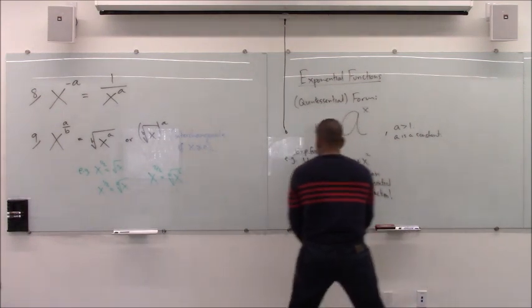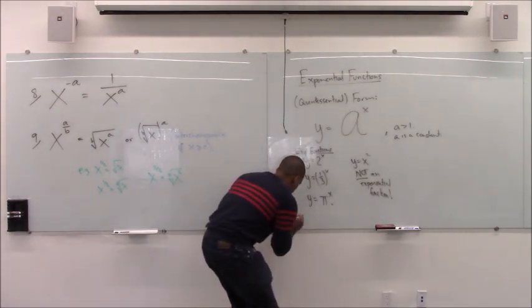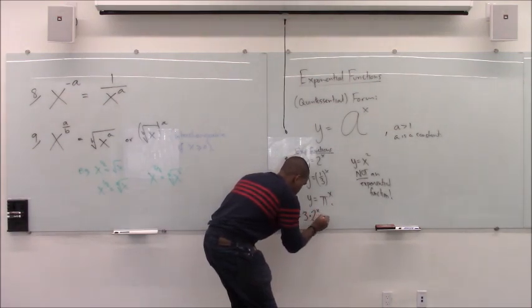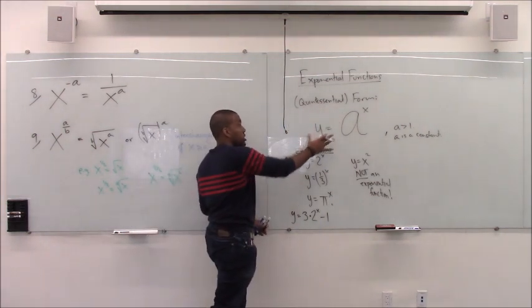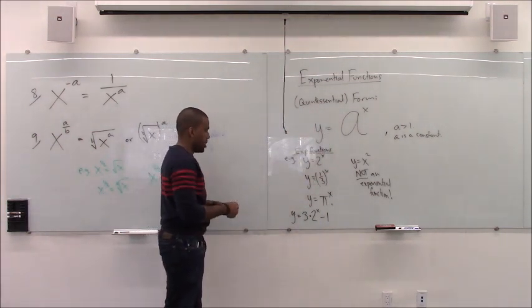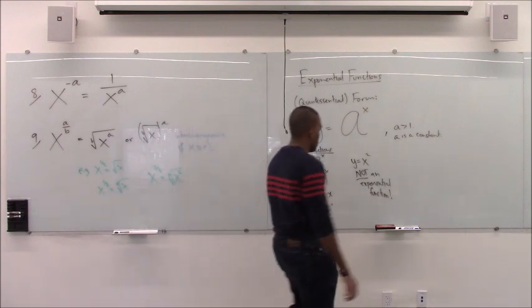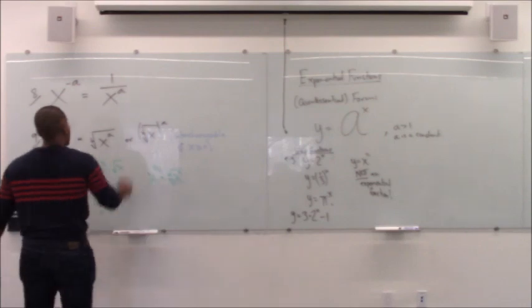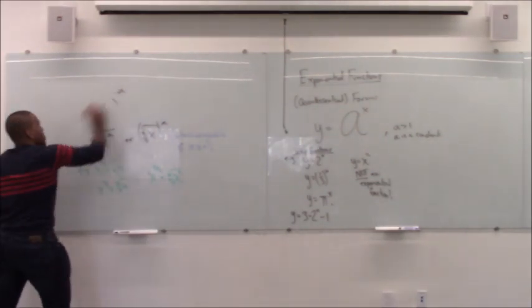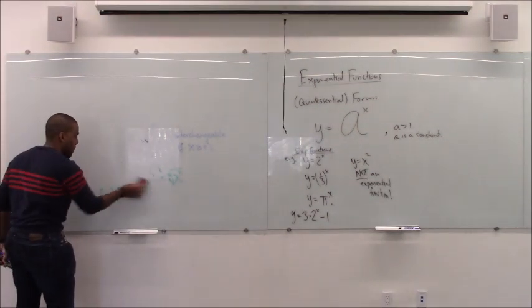And we can, of course, transform them. So I could have something like 3 times 2 to the x minus 1, and that's also an exponential function. So, right, this is just the quintessential example. So that's exponential functions. Let's look at the graphs. You should know what the graph of an exponential function looks like.